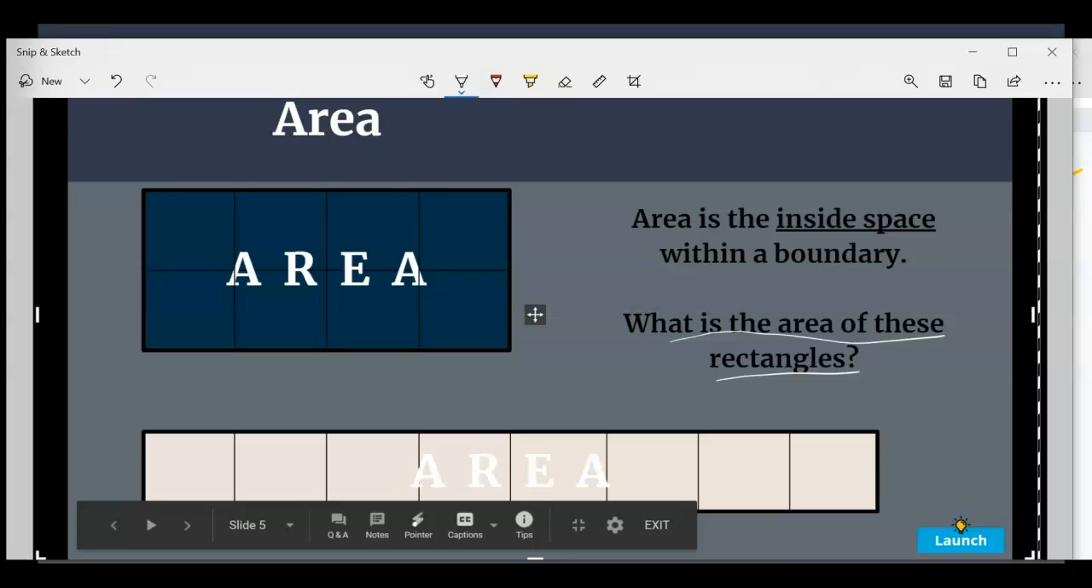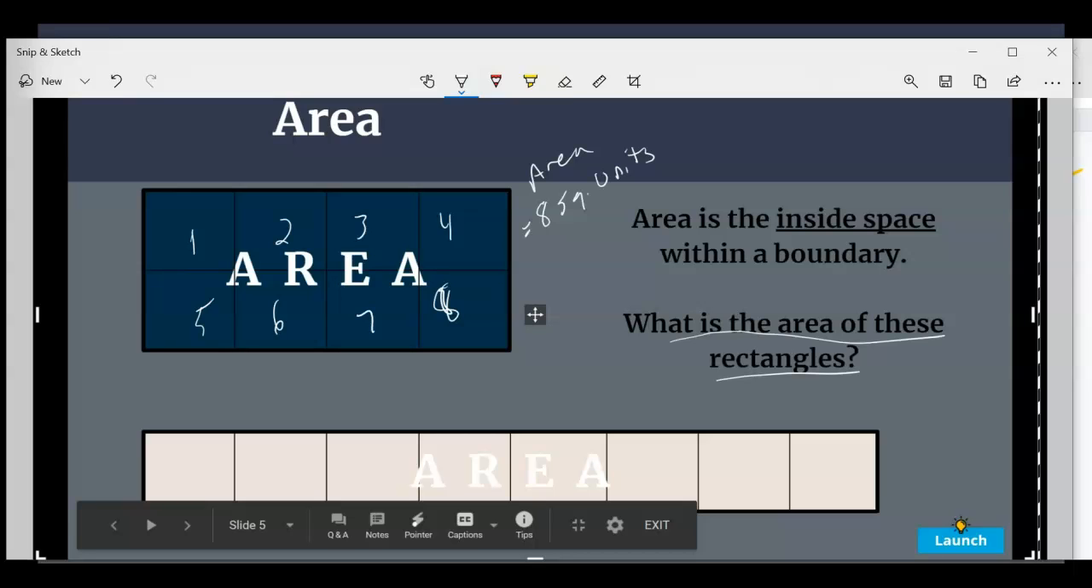So for the first one, let's take a look. Again, we mentioned that the area is the inside space within the boundary of any shape, and in particular these 2 rectangles that we have right here. So we're going to count the tiles on the inside. 1, 2, 3, 4, 5, 6, 7, 8. So these are square units. So the first one equals 8 square units. So the area equals 8 square units because it's the inside space.